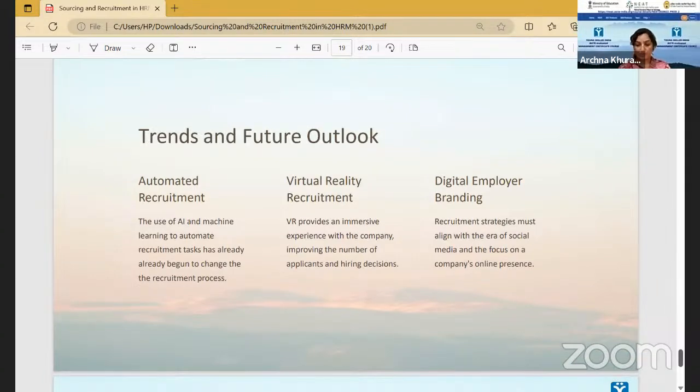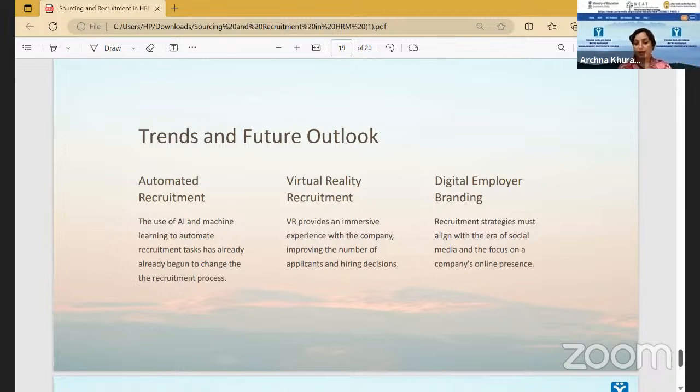Automated recruitment, I've already spoken to you about that. There are bots which are engaged now in the recruitment task. They just have to match the keywords from one to another. Many organizations use those bots at least for scrutinizing the resumes, whether the job description matches the resume or not. They generally use these kinds of software and machines.